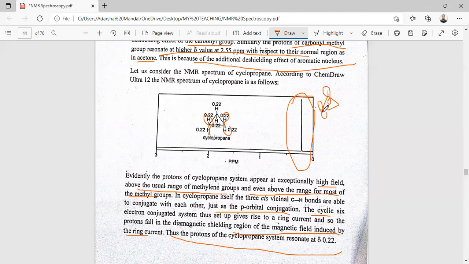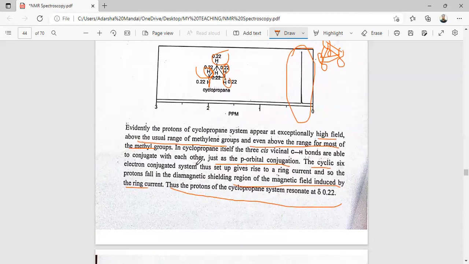So here the pi orbitals. These three pi orbitals can conjugate to each other to produce a ring current, and so here the shielded regions are created above and below the cyclopropane ring, and the deshielding region is indicated in the plane of the cyclopropane ring. So that's why all the hydrogen protons are in the shielded region of the cyclopropane due to the ring current. So that's why it is upfield compared to the other methylene or other methyl groups.